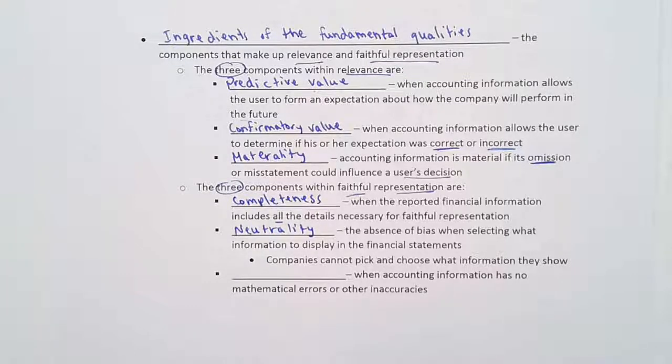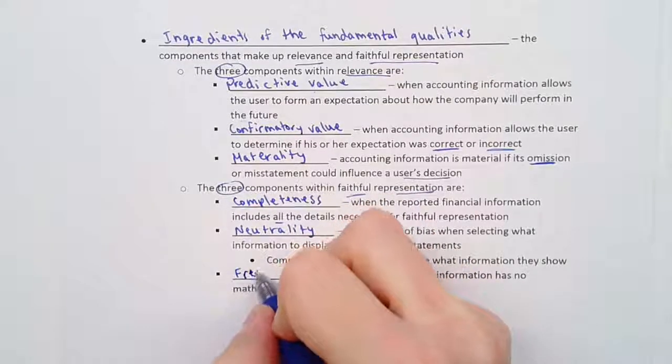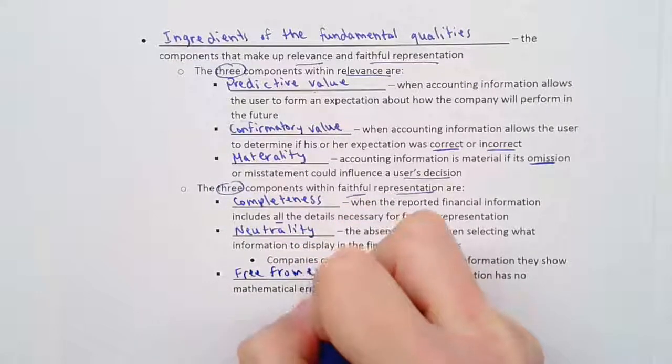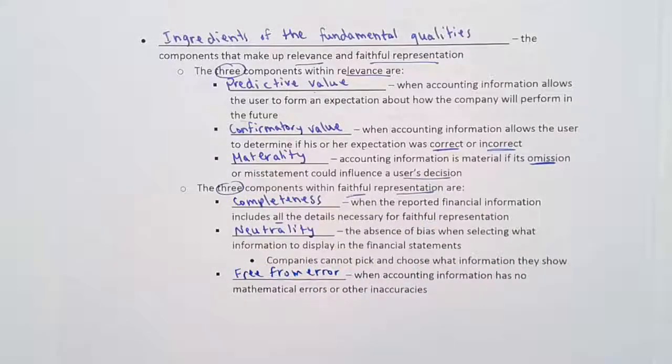Okay. And finally, free from error is the last ingredient of faithful representation. Free from error basically just means that there's no mathematical errors, there's no inaccuracies, right? It's kind of explanatory in the name, but there's no inaccuracies in the information is basically what that's getting at. Okay?